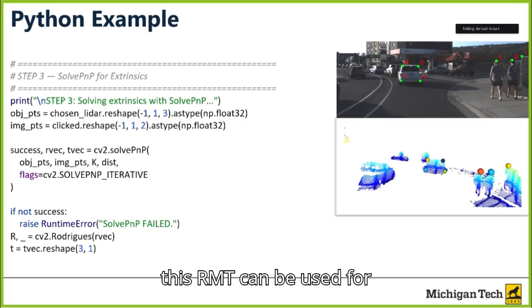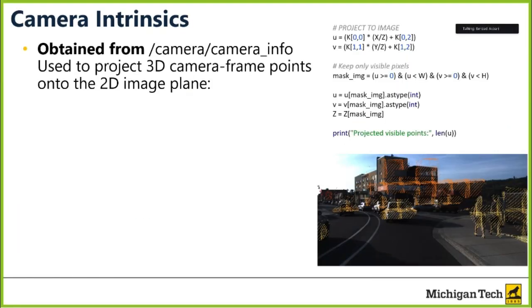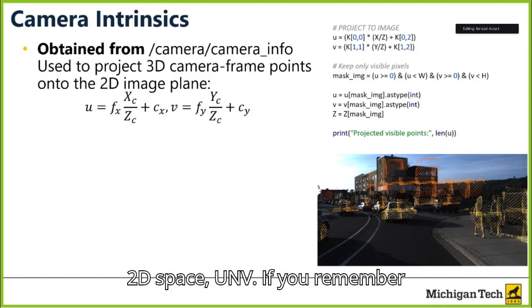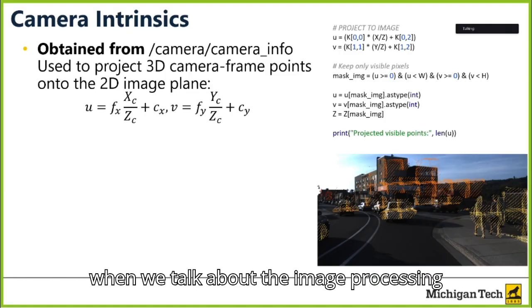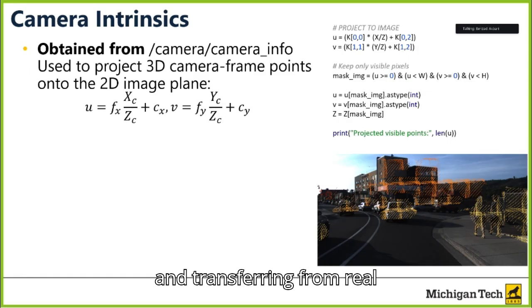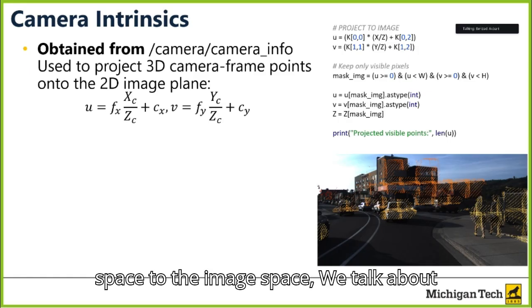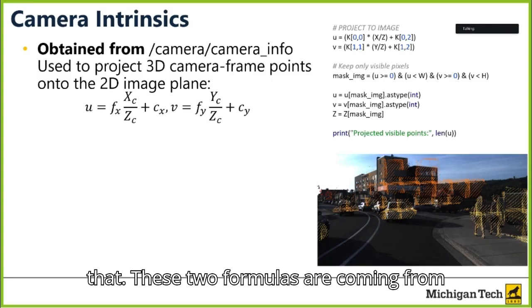This R and T can be used for projection. But for projection, we also need the camera intrinsics. The camera intrinsics are also needed to move to 2D space, U and V. If you remember when we talked about image processing and transferring from real space to image space, these two formulas come from that.